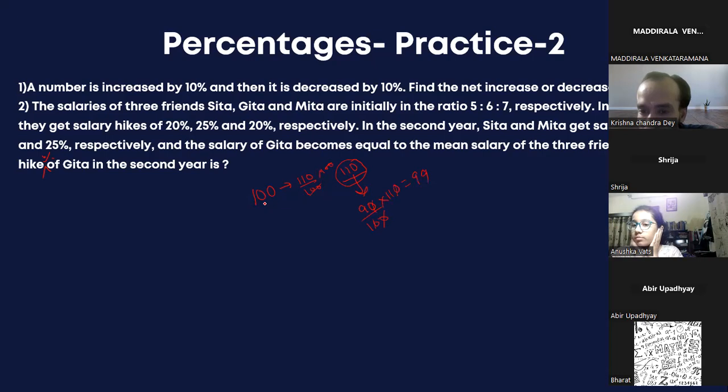So it is becoming 99. Initially it was 100. I increased by 10%, it became 110. Then I decreased by 10%, it became 99. So finally, from 100 to 99 is nothing but a 1% decrease, right? 1 by 100 into 100, 1% decrease, right? Clear to everyone? Right, sir.